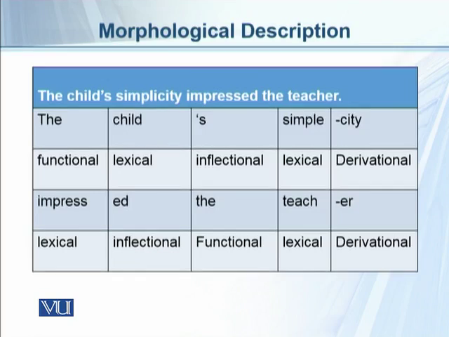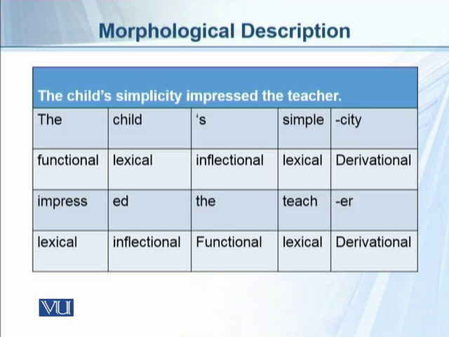So we have the, which is a functional morpheme; child, which is a lexical morpheme; the 's', an inflectional morpheme; simple, a lexical morpheme; and -ity, a derivational morpheme because it made simple, which is an adjective, into a noun. And similarly, impress is a lexical morpheme; -ed is a past tense morpheme, inflectional; the is again functional; and teach is lexical, and -er is derivational.